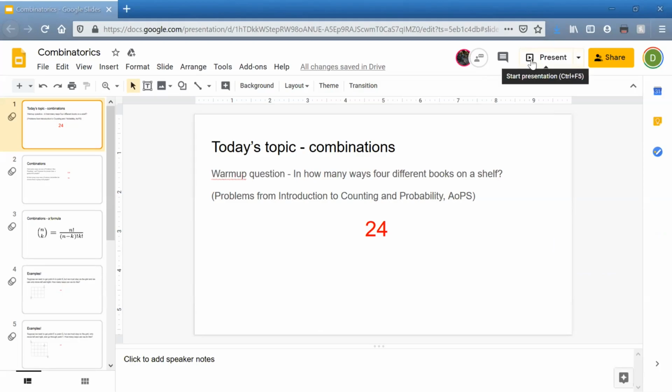Okay, so we are going to get started with combinatorics. Can everyone see the screen here? Okay, so our warm-up question is, in how many ways can you put 4 different books on a shelf? I'll give you guys a few minutes to do that.